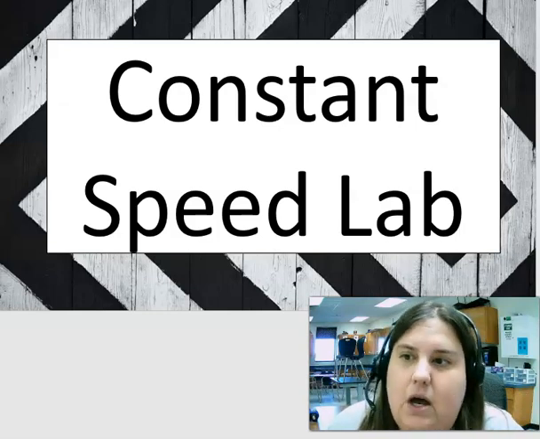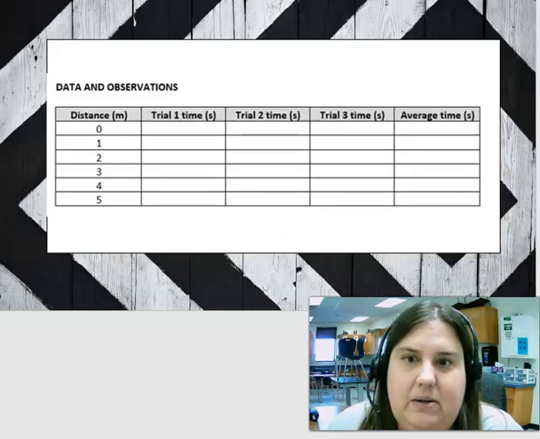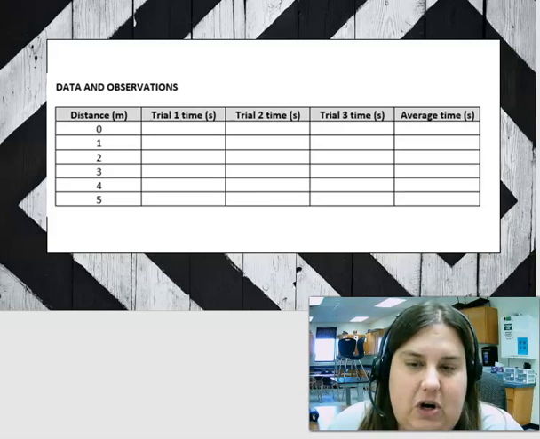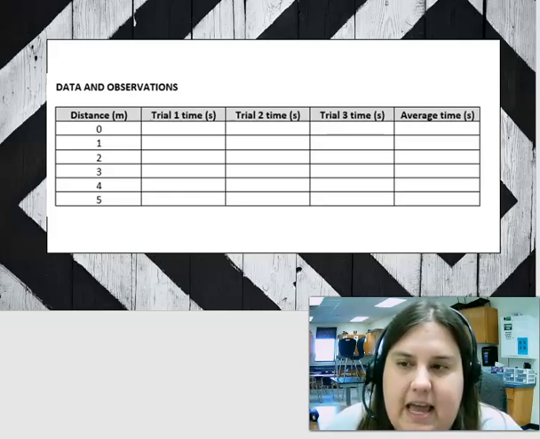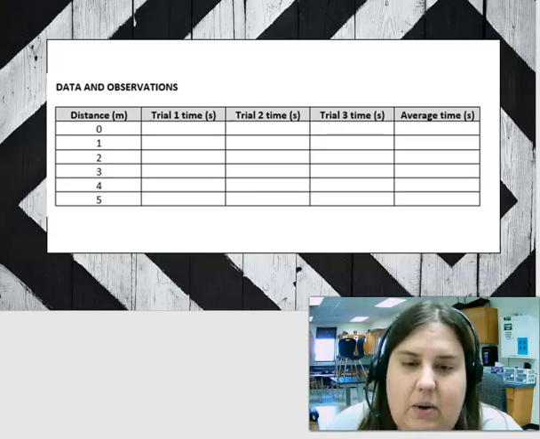Okay, so in your paper, you are going to see this little data and observations chart. This is where we are going to record the data that we get from our 3 videos that we're going to watch with our constant velocity car. You're going to see that we have a track that consists of 5 meters, and I have measured this off using red tape. On the ground you're going to see some red tape markings, and every time we see a piece of red tape, that means that we've gone another meter.